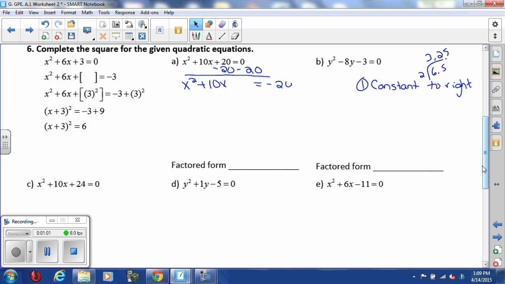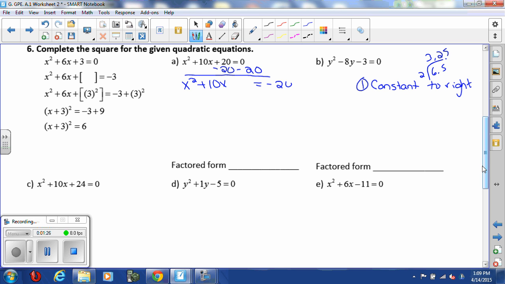Notice I left that space between my 10x and my constant. I'm going to complete the square. I'm going to make a perfect trinomial. So the first thing I did was I took the constant to the right by subtracting 20 from both sides. Now, from yesterday, we're going to make that a perfect trinomial, exactly like what we were doing before.